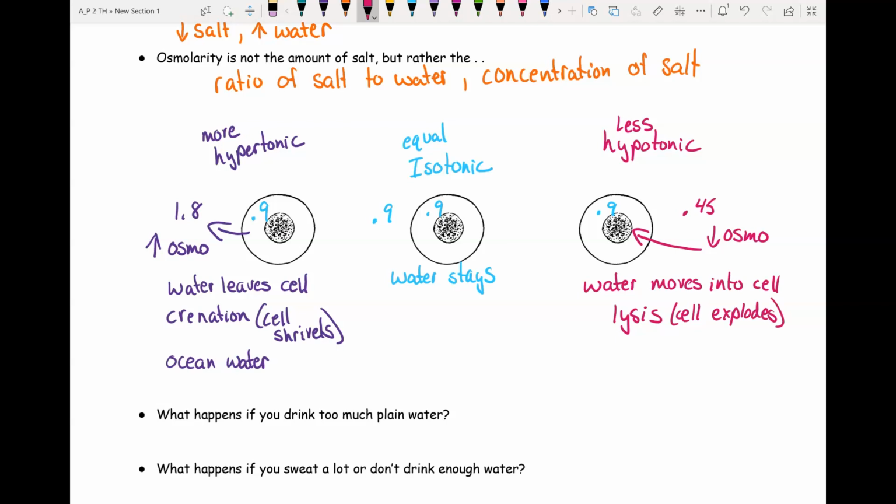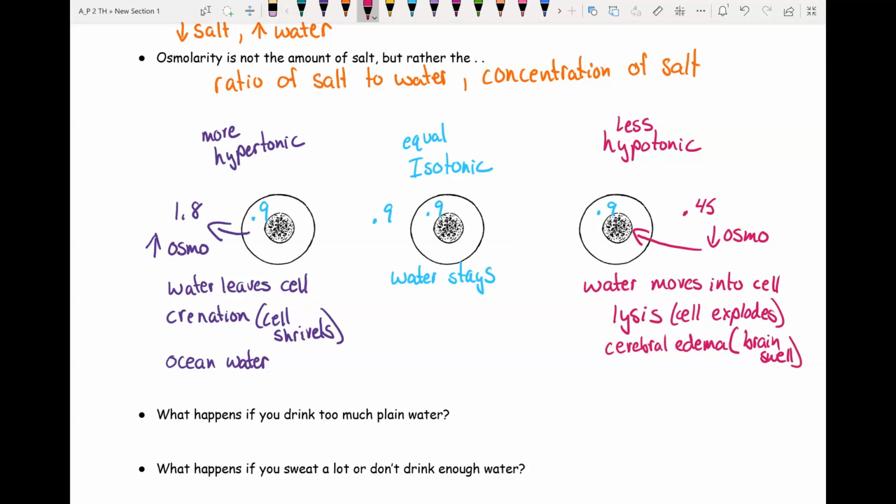And this also causes cerebral edema. Causes the brain to swell. And remember, that can cause seizures and death.